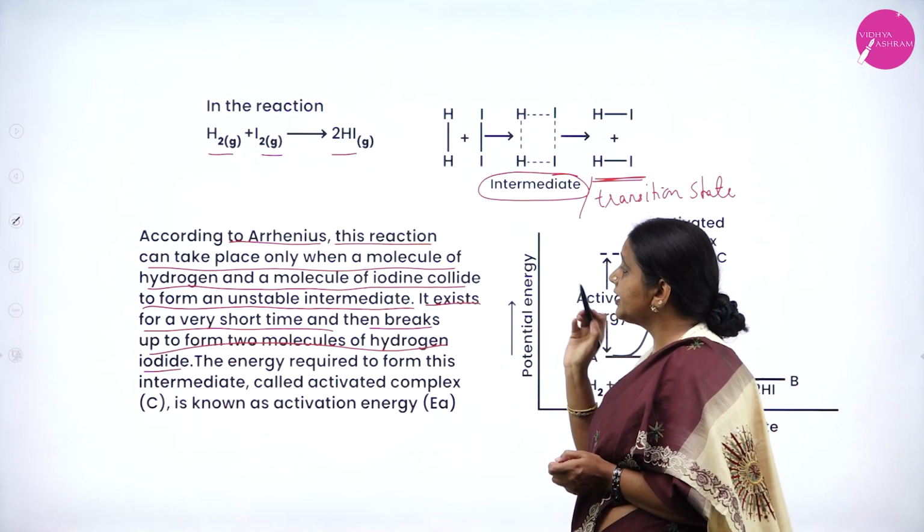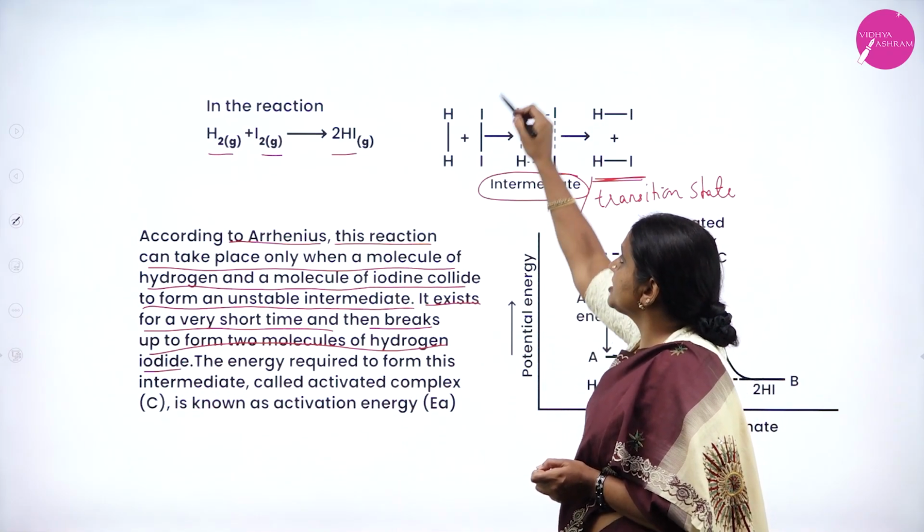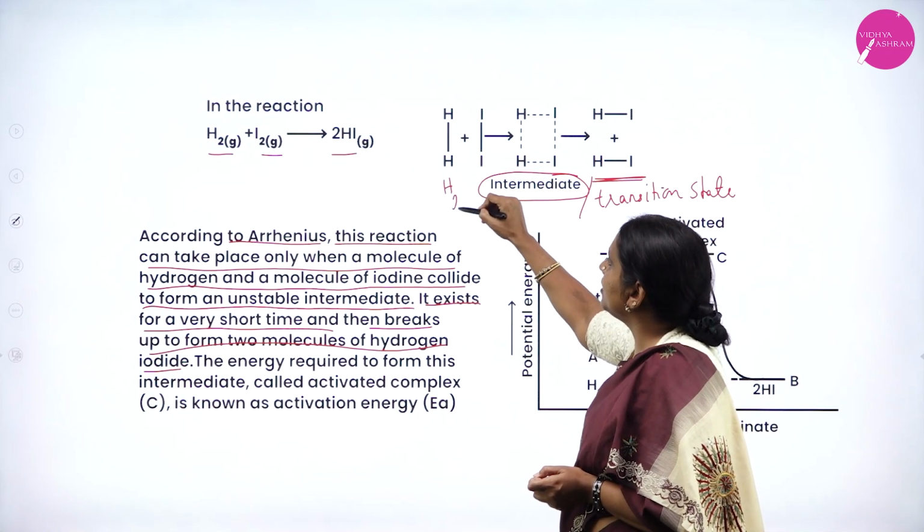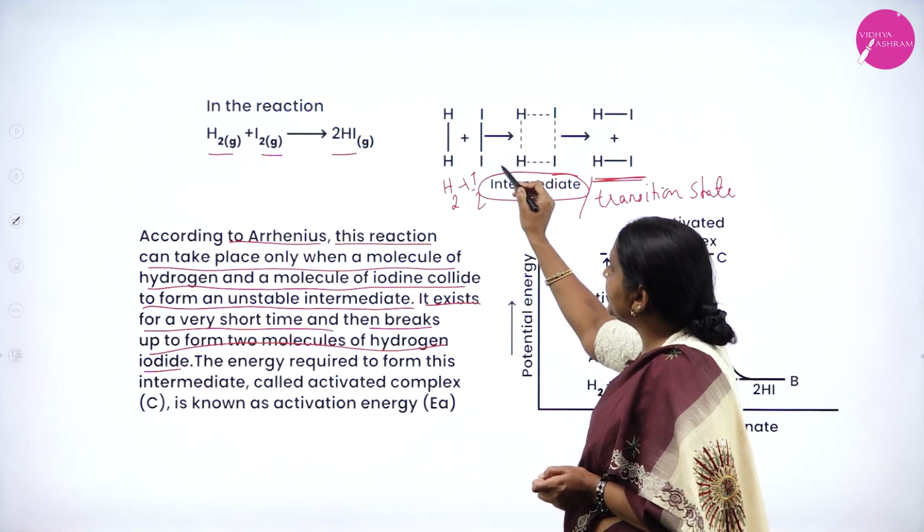Okay. So, according to Arrhenius, hydrogen and iodine collide with each other.